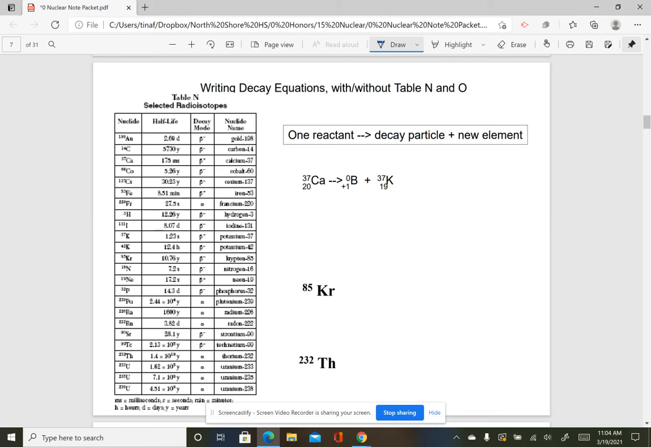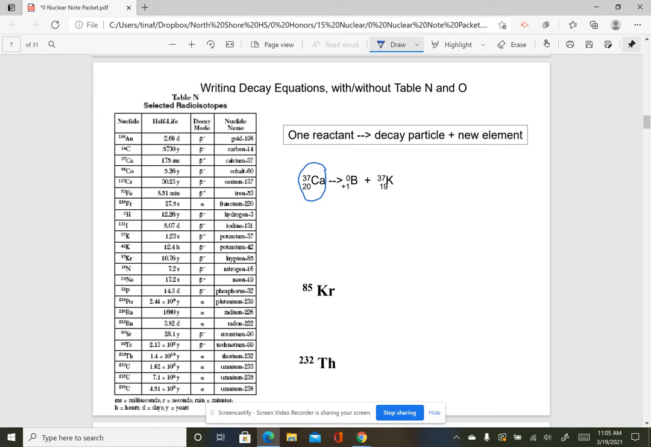Okay. Here's what you guys have to know how to do. I showed you table O. This is table N. And we kind of need to use table O and table N together to write out decay equations. So here I have calcium 37. If you look at the calcium in the periodic table, most calciums have a mass of 40, and that's like a stable version of calcium.